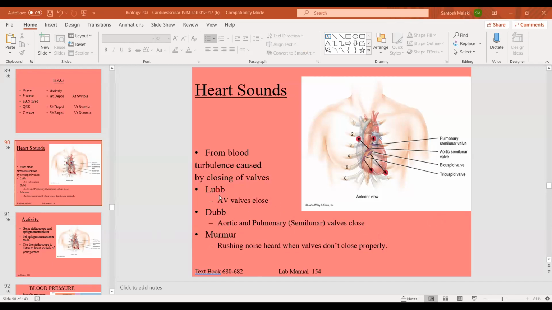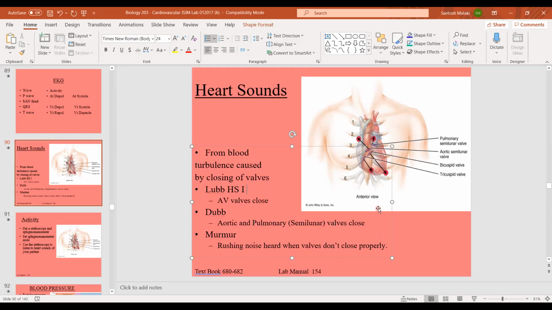These sounds traditionally are called lub and dub. I really don't like lub and dub. All you have to remember is that lub is the first heart sound. If you're asked, what is the first heart sound due to? There are two questions you'll be asked on this. What creates the first heart sound and when does it occur? The first heart sound is created by the closure of the atrioventricular valves.